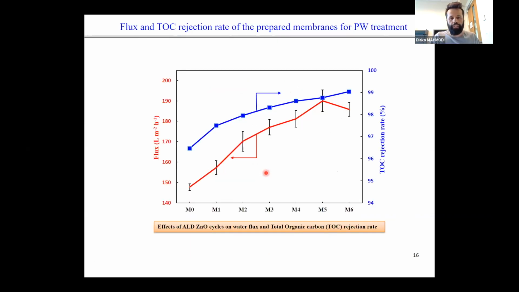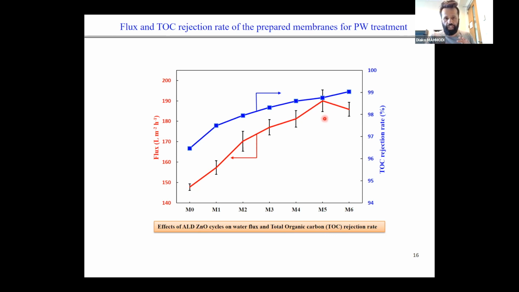Here is the important plot for us. The blue is the rejection, the TOC rejection rate, total organic carbon, and the red line is the flux. For flux, first, for all the modified membranes, flux is higher than the pristine membrane M0, which is a good point, which means the modification process worked. Then the flux reached roughly from 150 to 190, and then it decreased slightly.